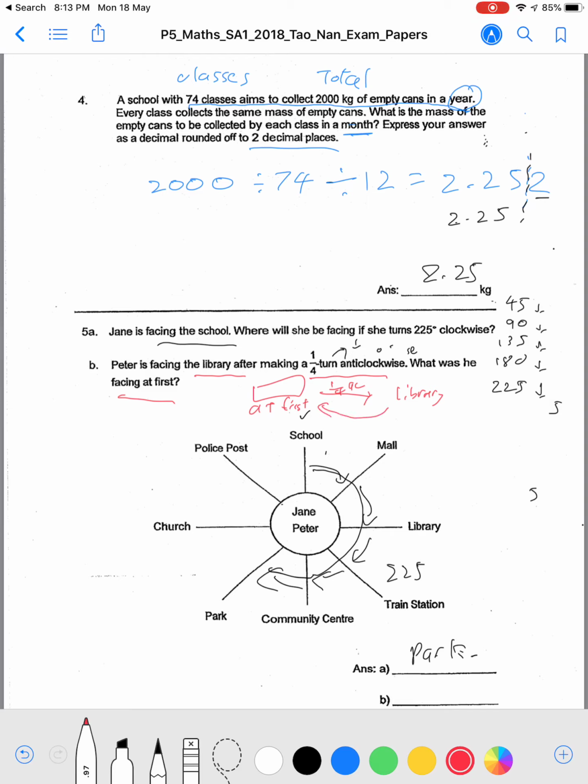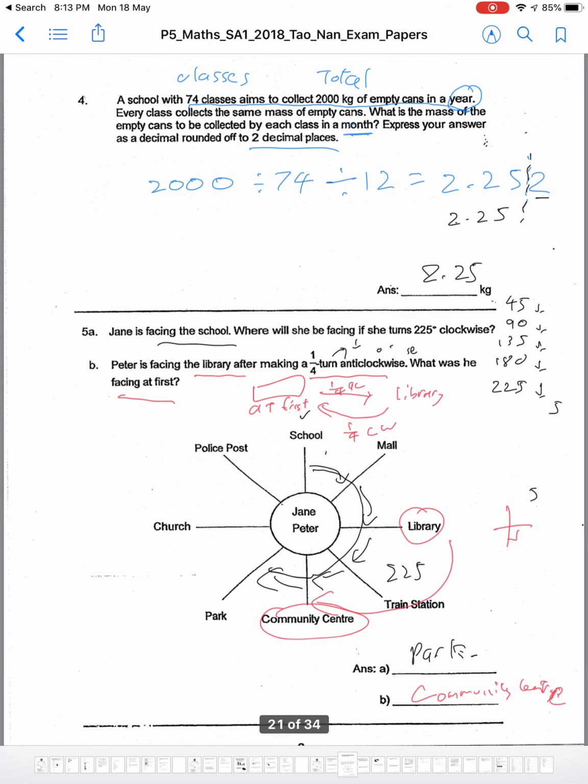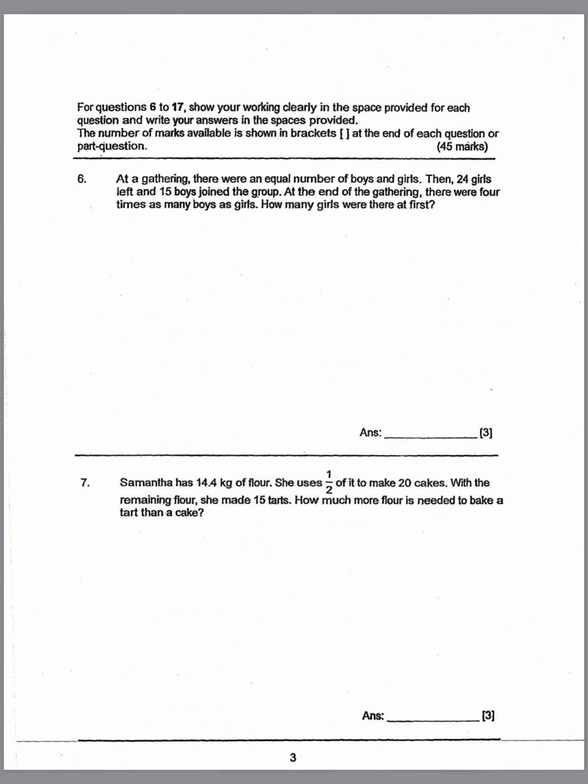The opposite of 1/4 anti-clockwise is 1/4 clockwise. So we have to turn from the library 1/4 clockwise. This is 1/4, okay? 1/4 clockwise, 1/4 is this way. So he will be at the community center for part 5B, okay? Okay, next.